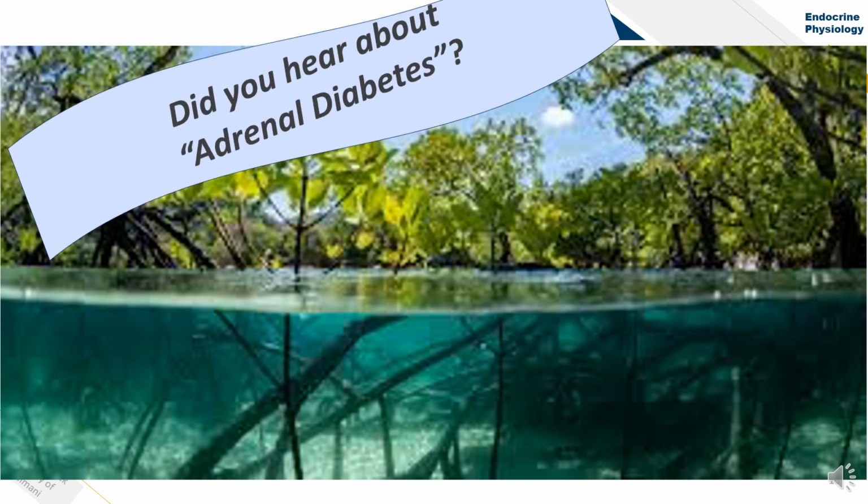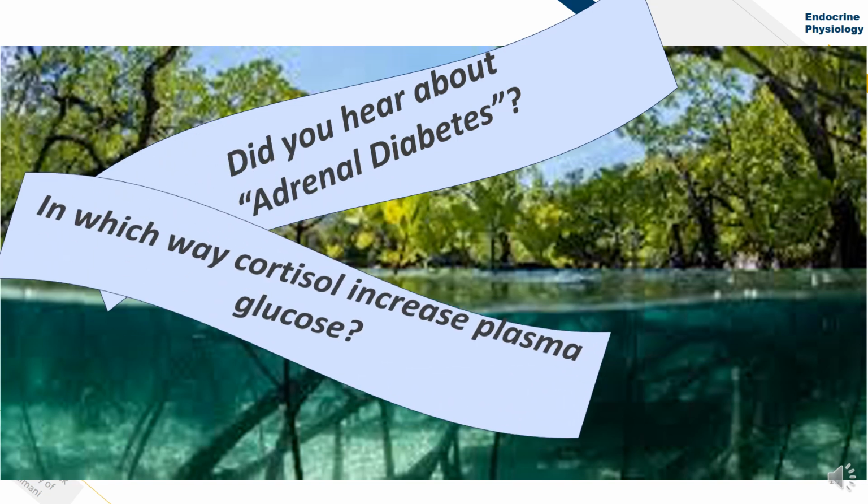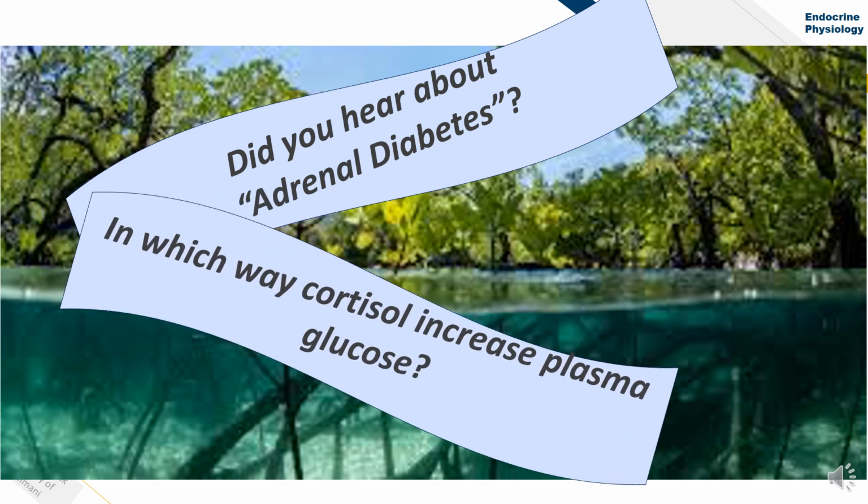Another few questions. Did you hear about adrenal diabetes? What's adrenal diabetes? Why is it called adrenal? In which way does cortisol increase plasma glucose? We said adrenal diabetes because when there's an increase in cortisol, there will be an increase in glucose. Let's see how cortisol causes an increase in plasma glucose.